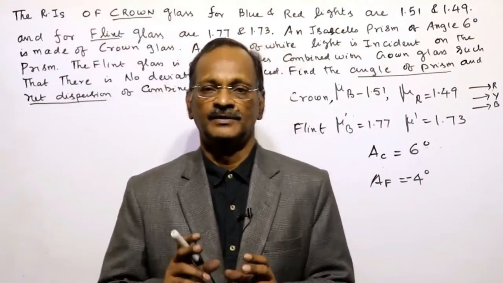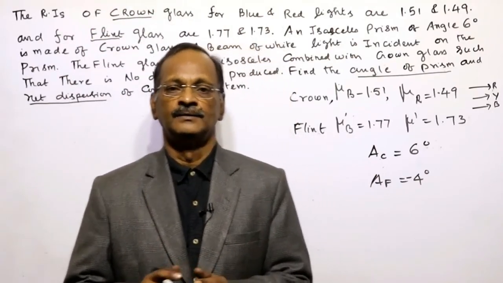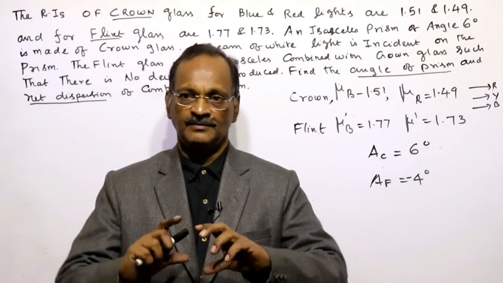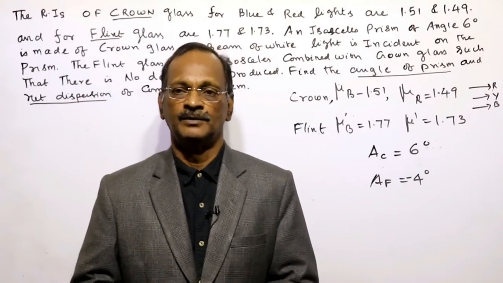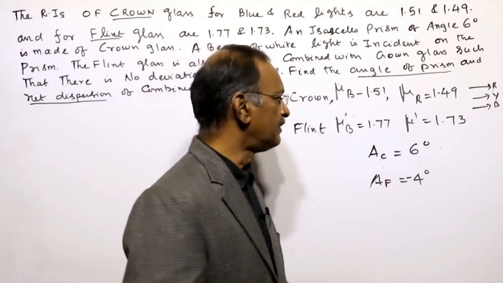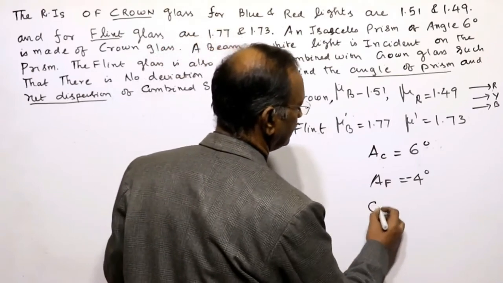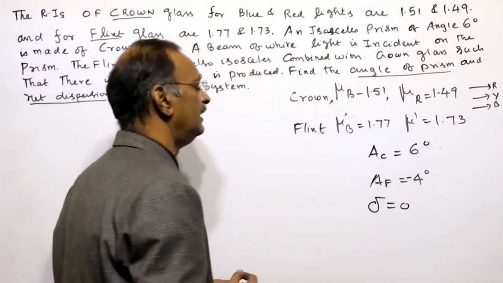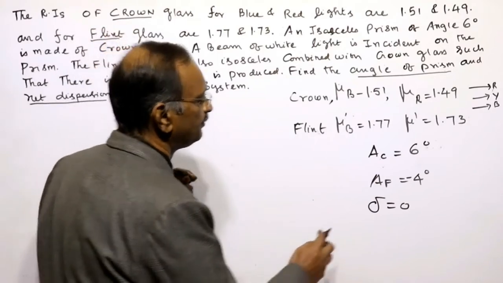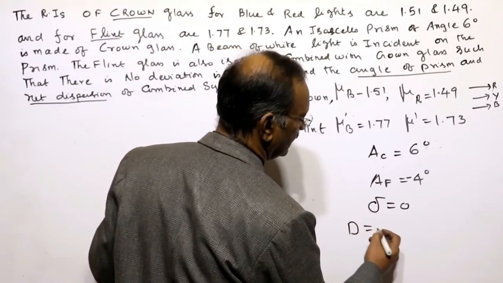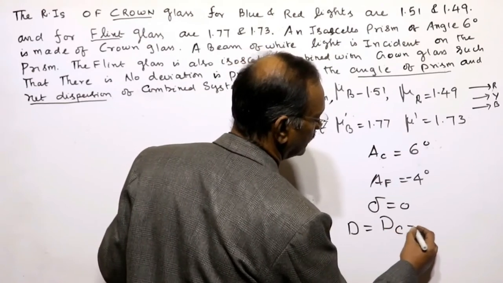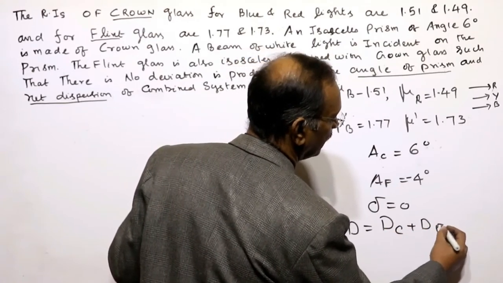Since there are two prisms of different materials combined together, if two prisms of different materials are combined in inverted fashion, then it can produce dispersion without deviation and deviation without dispersion. In this problem, it is given that deviation is equal to 0. It means it certainly produces dispersion because both are different glasses. So the total net dispersion by the combined system is equal to the dispersion produced by the crown glass plus the dispersion produced by the flint glass.